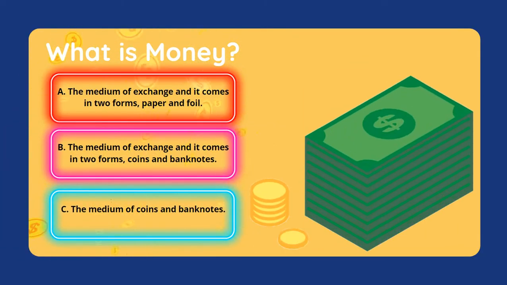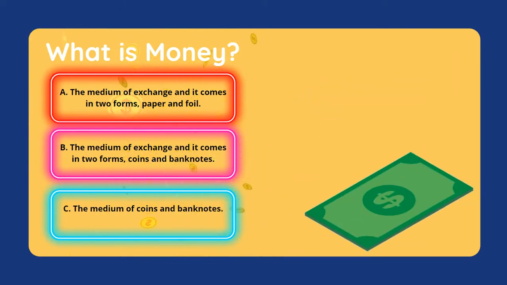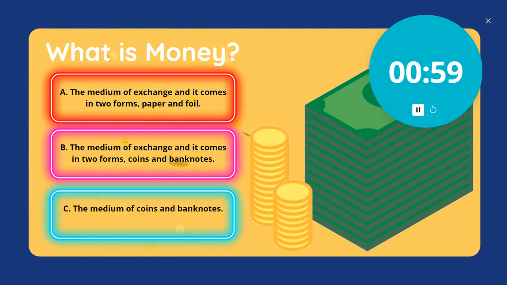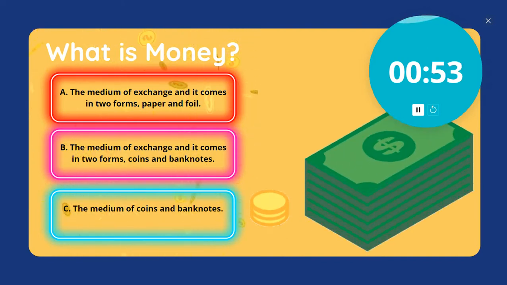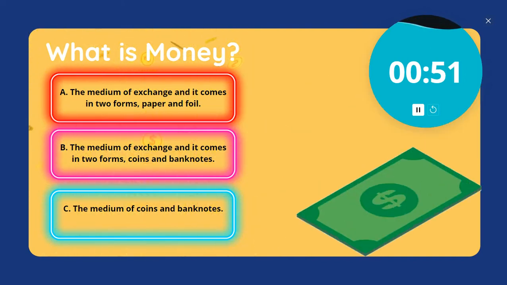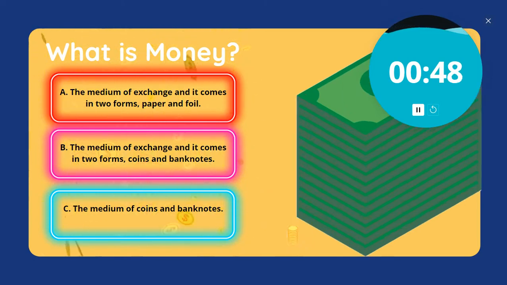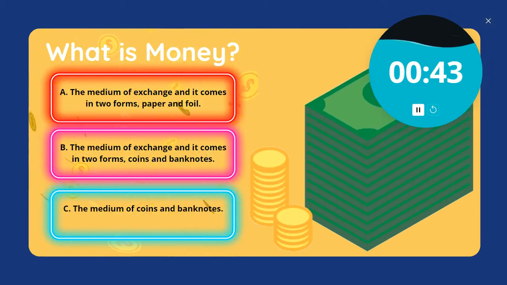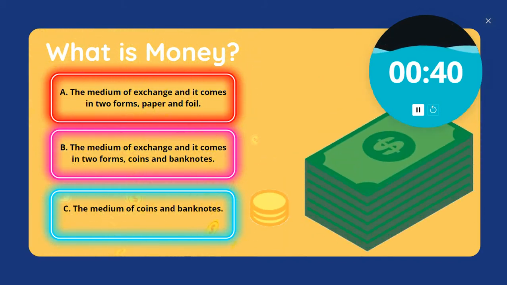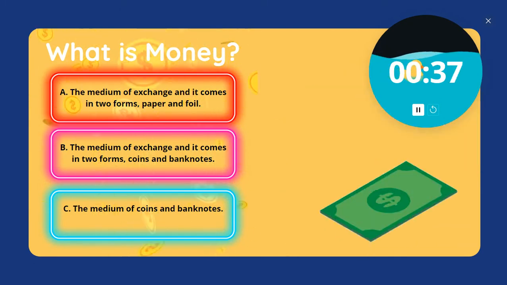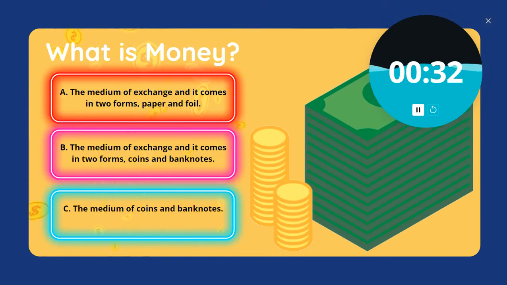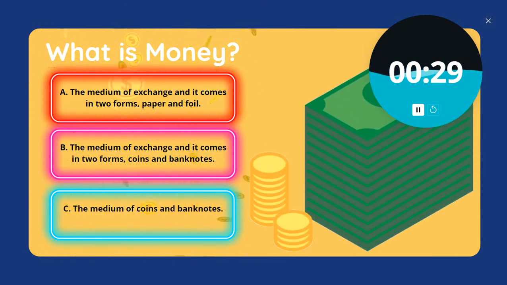So first of all, let us answer this question. So, what is money? So, naatay tulo ka choices. First is A, the medium of exchange, and it comes in two forms, the paper and foil. B, the medium of exchange, and it comes in two forms, the coins and banknotes. Or C, the medium of coins and banknotes.